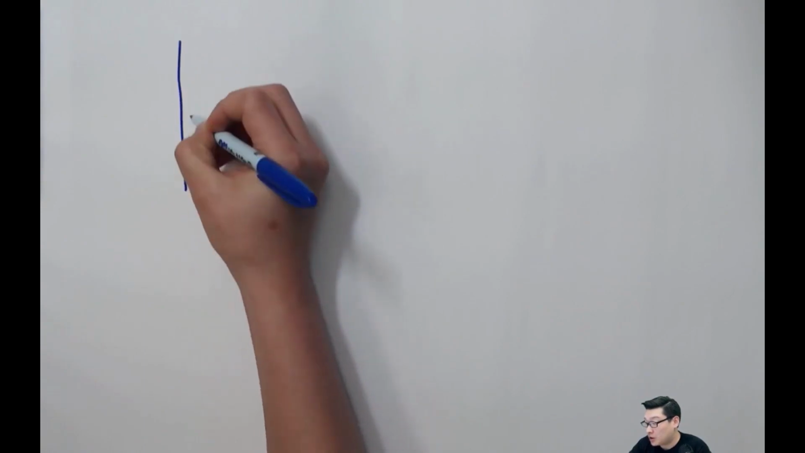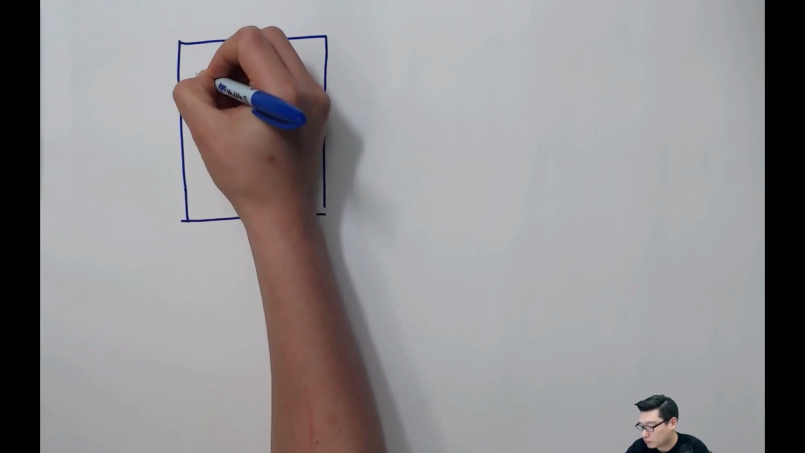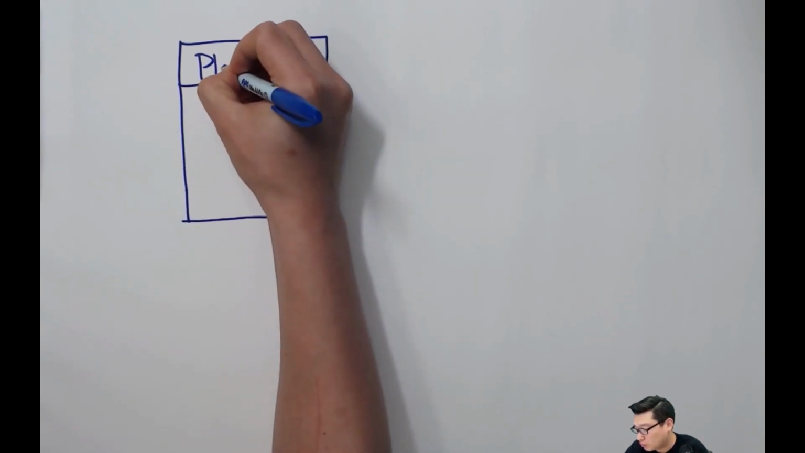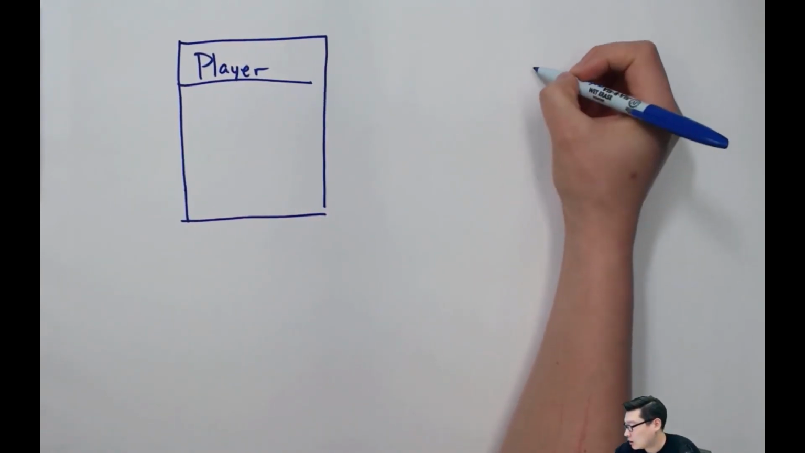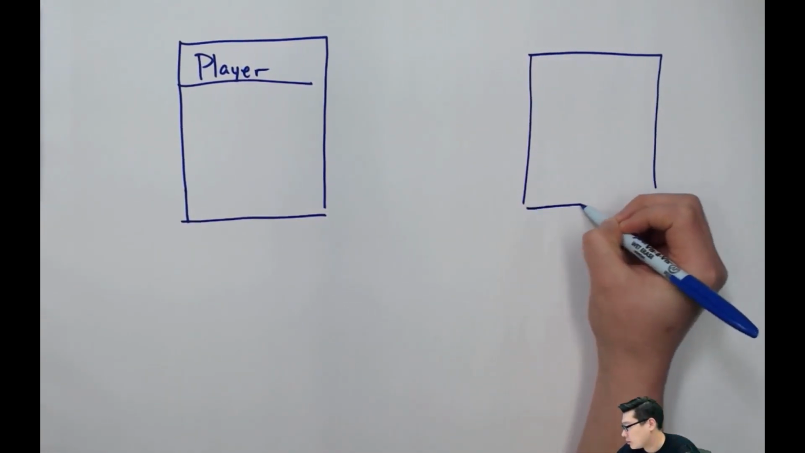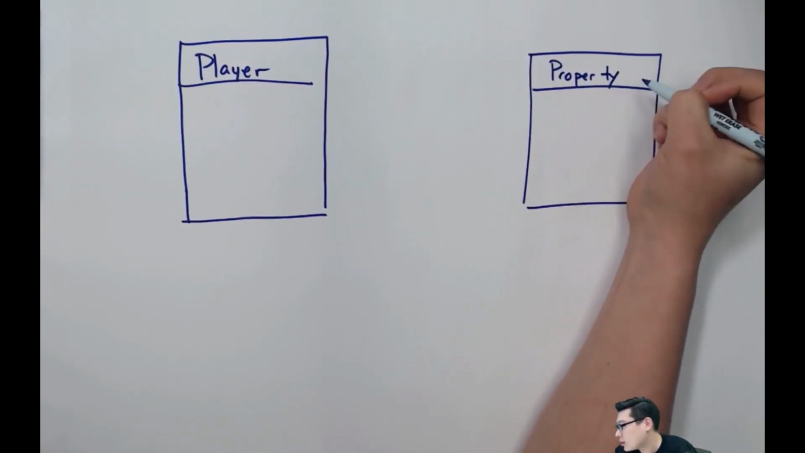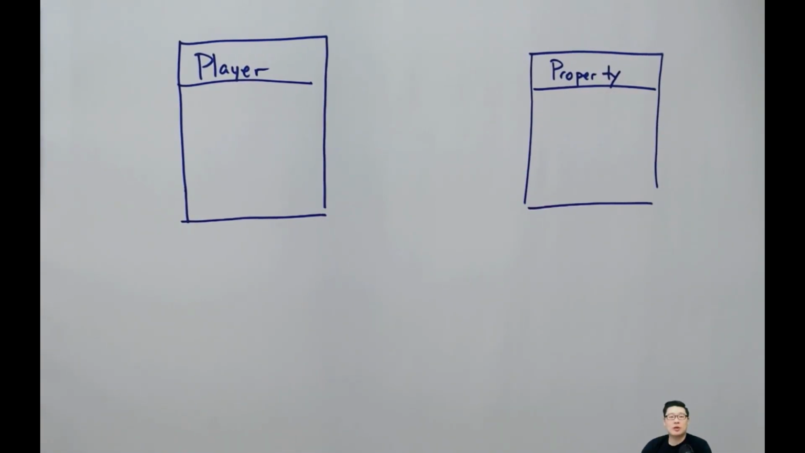Here I'll draw the player class. And right next to it, I'll draw the properties class, or property. Okay, so like we talked before, a class is a blueprint. But what does this blueprint consist of? Well, it consists of two things. Things that objects have and things that objects could do, or actions that objects could do.